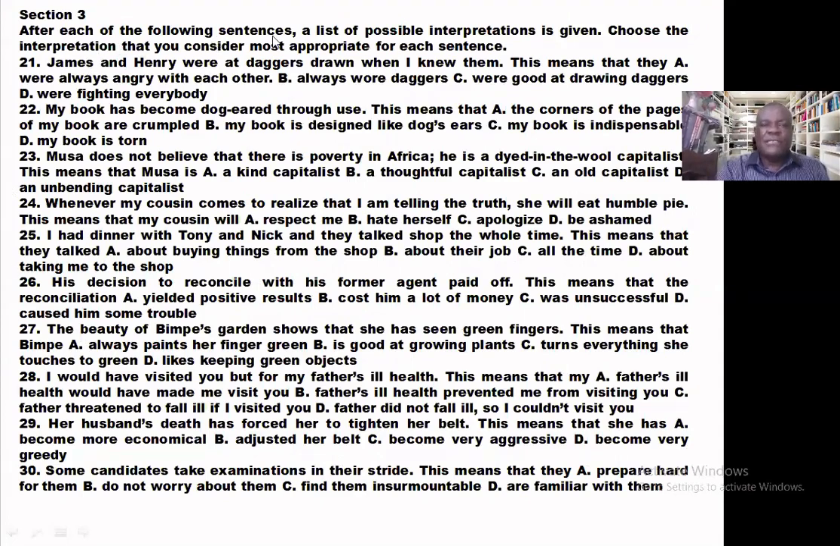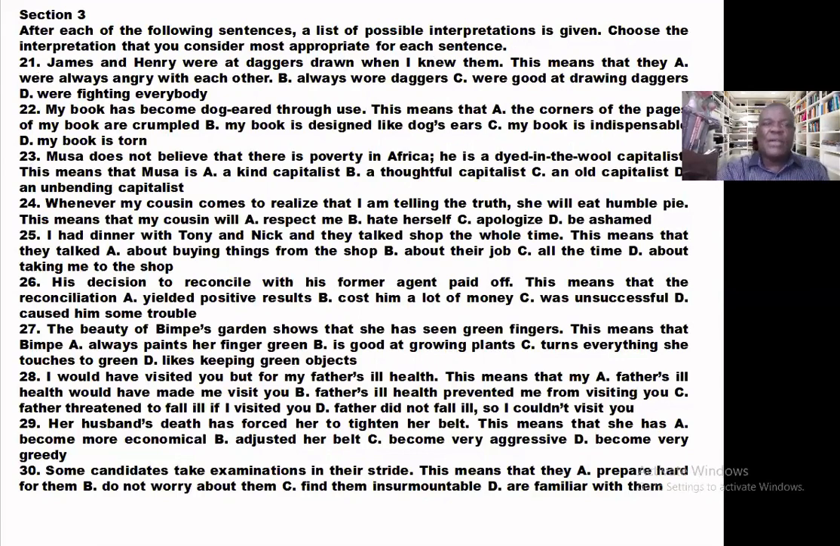After each of the following sentences, a list of possible interpretations is given. Choose the interpretation that you consider most appropriate for each sentence. So here, section 3 is dealing with idioms and idiomatic expressions. So let's look at question 21.